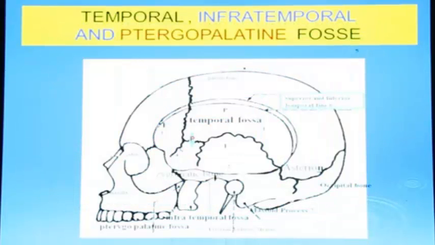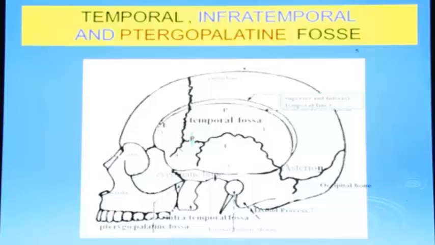This is a picture of the pterygopalatine fossa, temporal fossa, and infratemporal fossa. So this is the temporal fossa, this is the infratemporal fossa, and this triangle is the pterygopalatine fossa. This is the temporal line. The temporal line starts as one line, and then it divides into two: the superior temporal line and the inferior temporal line. The fascia comes from the superior temporal line, and the whole area is the temporal fossa.